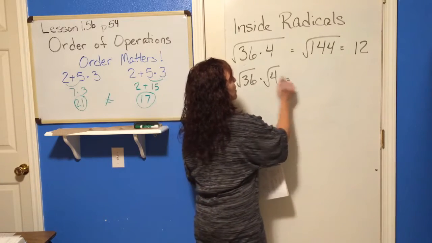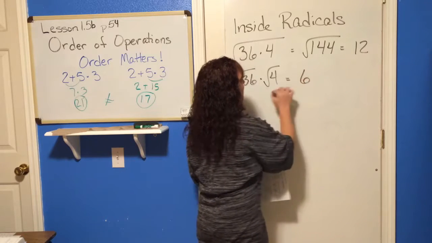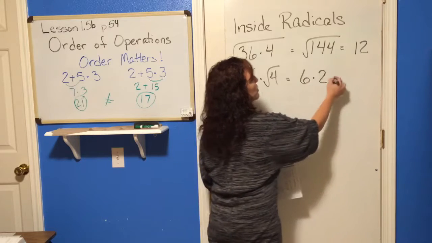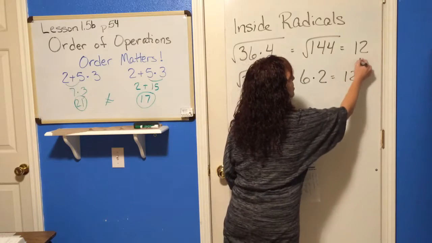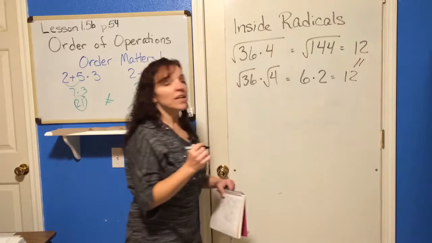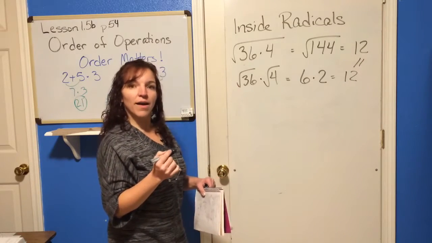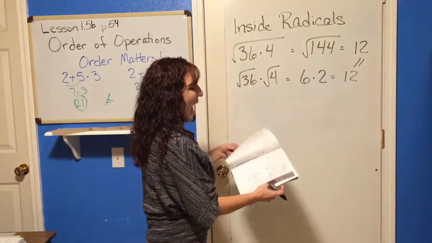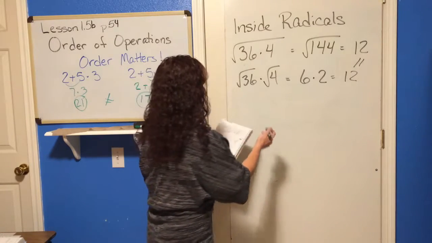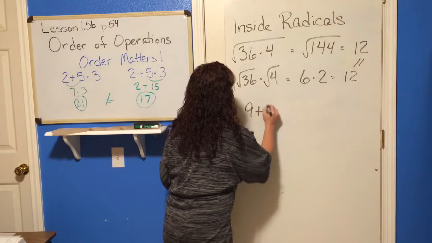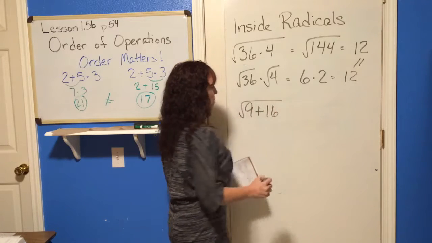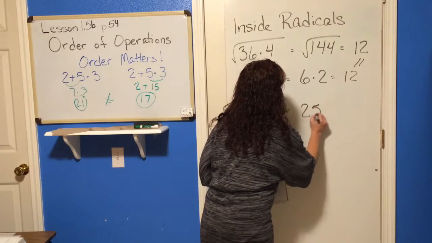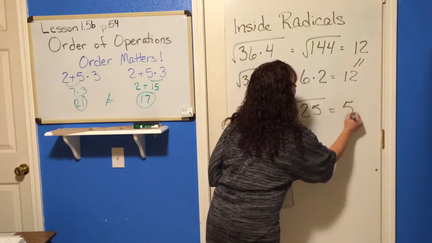So the square root of 36 is 6. The square root of 4 is 2. And when we multiply those two together, we get a 12, which is the same as what we got up here. So that's our proof that, oh yeah, this works. Now look to see, does that work if you're adding underneath the radical? So if we have 9 plus 16, 9 plus 16 is 25. The square root of 25 is just 5.